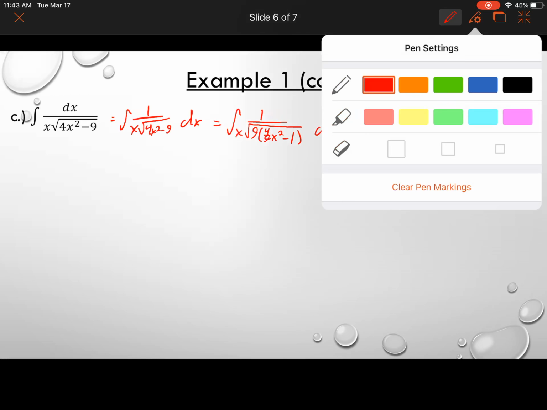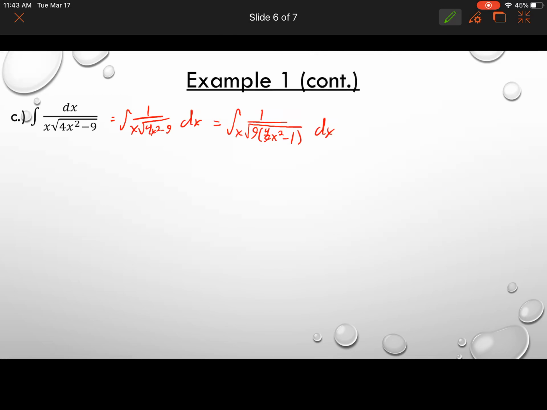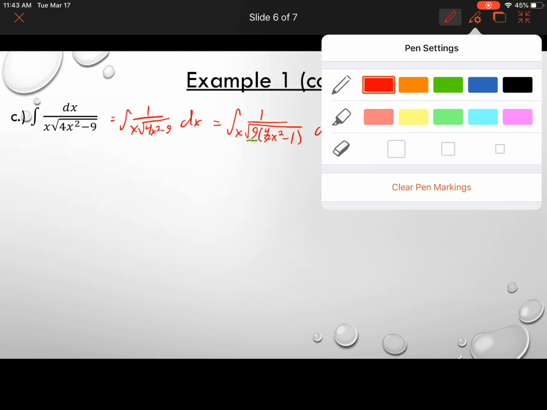dx. Now, if you notice, what we have here is a square root of 9. The square root of 9 is 3, so I'm going to take out that 3. So the integral of 1 over 3x radical 4/9 x squared minus 1 dx. So we turn that 9 into a 1. Check.